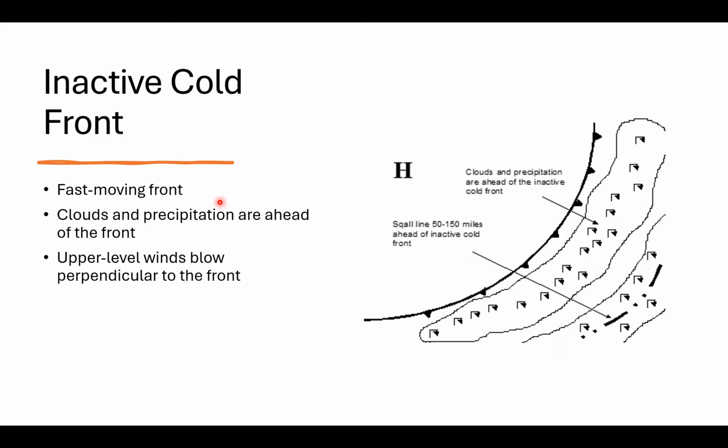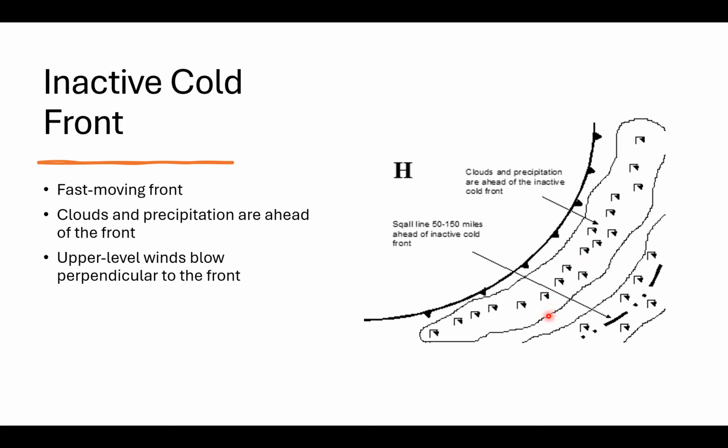Now this one is a fast-moving front with clouds and precipitation ahead of the front. So look at this diagram here on the right-hand side. This symbol here generally indicates thunderstorms, and you see this white area, which is enclosed by these dark lines. That represents your cloud coverage. So clouds and thunderstorms and showers are going to be out ahead of the inactive cold front.